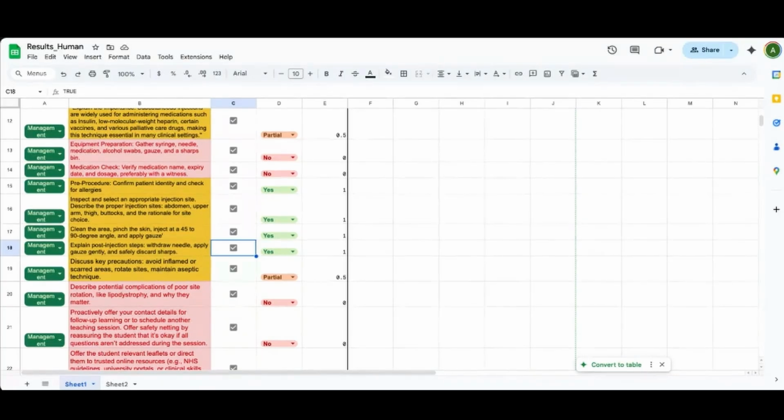Dr. Patience, you gave a good answer for the rotation of the site. That was good. Could you just explain that again? Why would you rotate the sites of the injection? Well, I said the reason is the quantity of fat reduces if you have repeated injections in the same area. So with time it gets painful, I think.